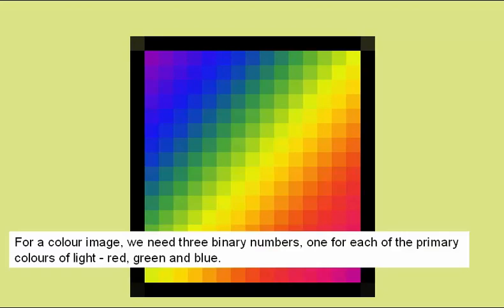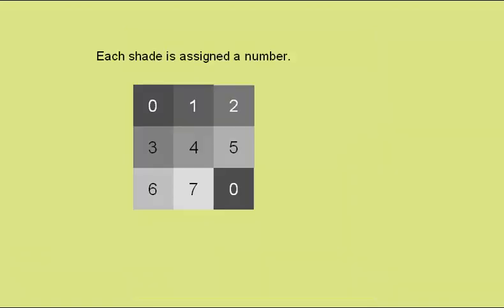Now a rainbow coloured equivalent. Just expand it. And again you see many pixels of many different colours. For a colour image, we need 3 binary numbers, one for each shade of the primary colours of light, red, green and blue. Different combinations of these shades will give many different colours. So each different shade is assigned a number. Here I've used decimal numbers just to make it easier to follow. In reality they would be given binary numbers.